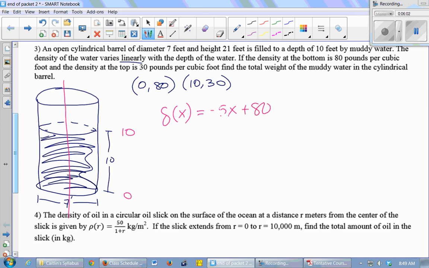Negative 5x plus 80. Just the equation of the line that goes through those 2 points. So at any given point in the barrel of muddy water, I can calculate the density of the water at that point.